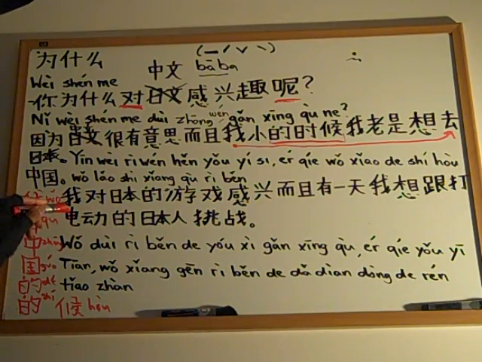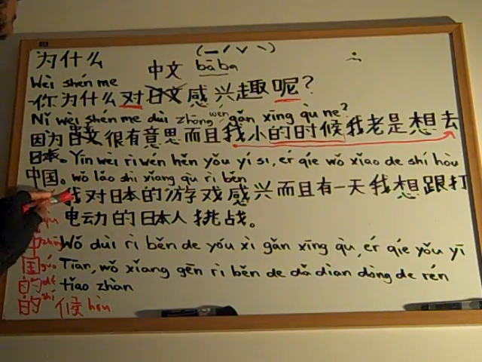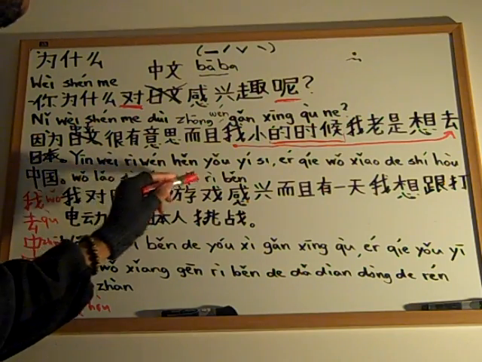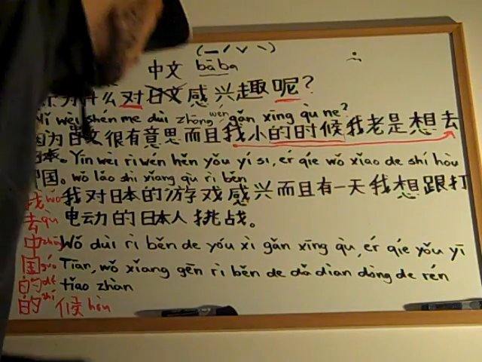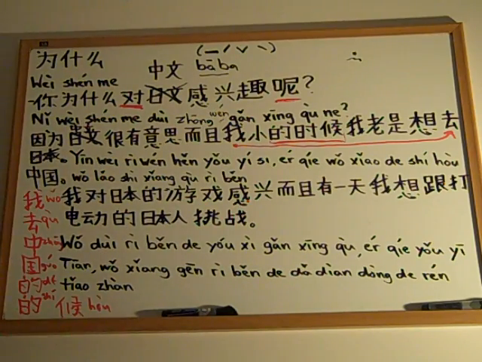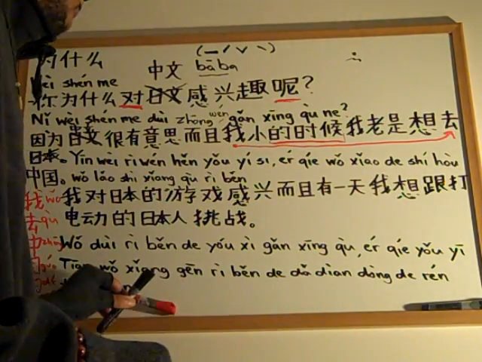Now, here is the second response. Okay, it's right here. So let me read it. 我对日本的游戏感兴趣. Oh, did I forget something? Wait, 感兴. Uh-oh. 感兴趣. Something is missing here. 我对游戏感兴.